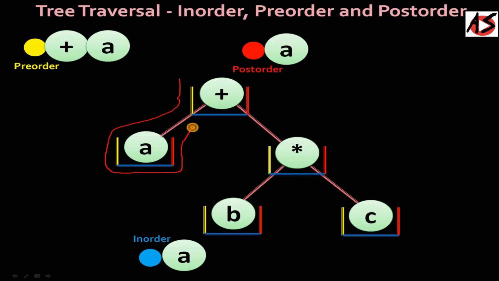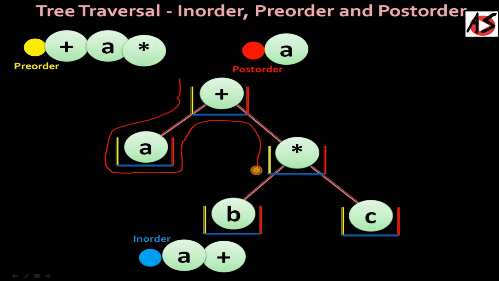Moving further, we will touch the bottom, so we'll copy the plus into the in-order list. Moving ahead, we will touch the lemon yellow line, so we will copy the multiplication sign to the pre-order. Moving ahead, we will touch the lemon yellow line again, so we'll copy the B into the pre-order list.